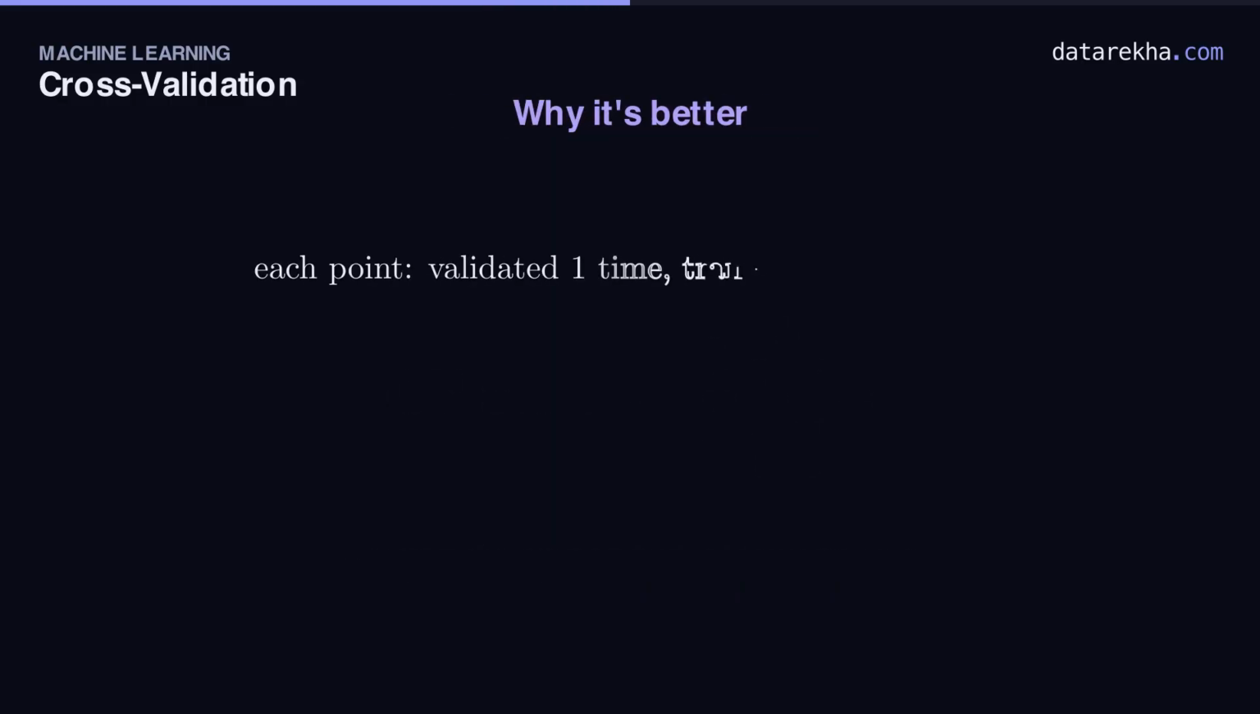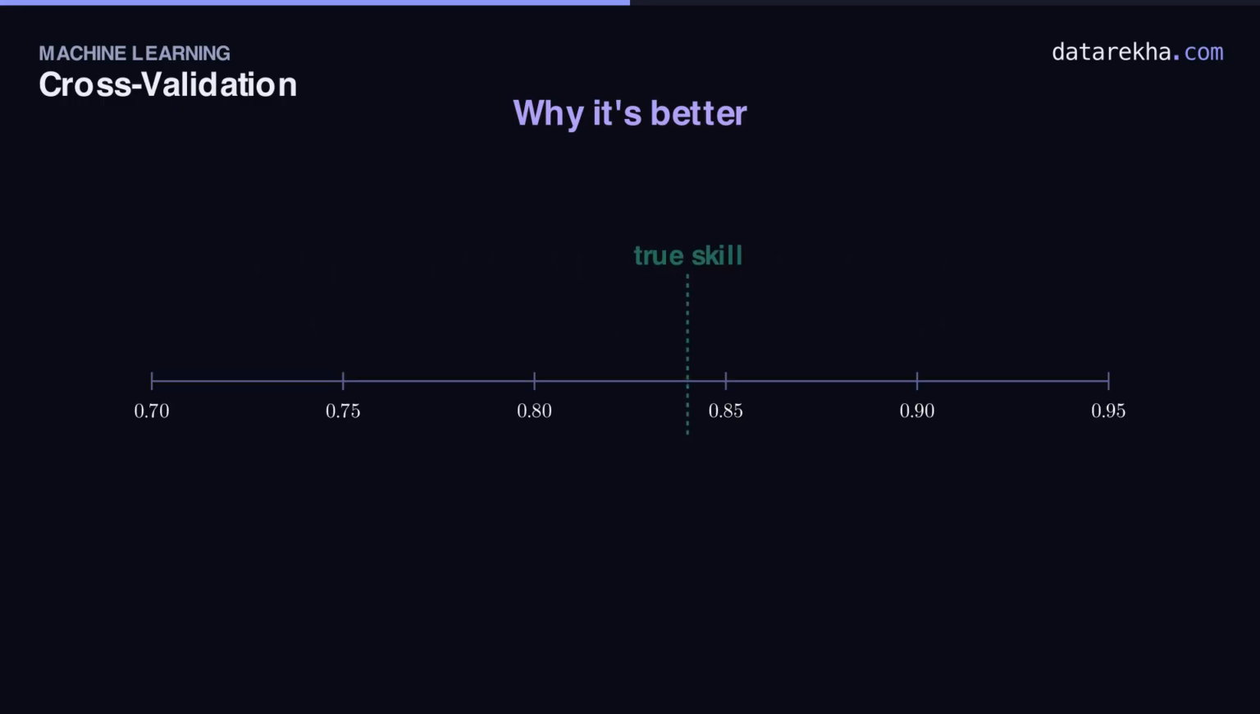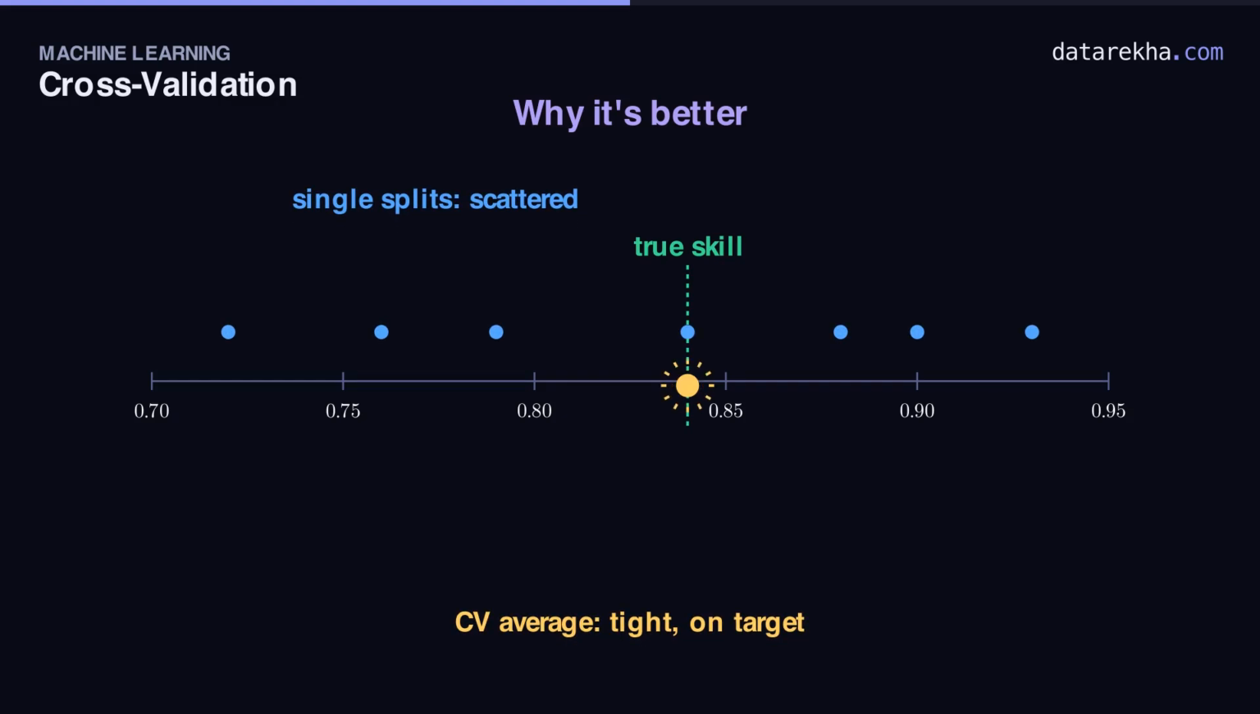So why is this better than one split? 2 reasons, and they're worth seeing clearly. First, every single data point gets used for validation exactly once, and for training in every other round, k-1 times. Nothing is wasted. Second, and this is the real prize, averaging over k folds smooths out the luck of any one split. A single unlucky test set can't dominate. It's just one of 5 votes. So the cross-validation estimate has lower variance than a single holdout. It sits much closer to the model's true performance.